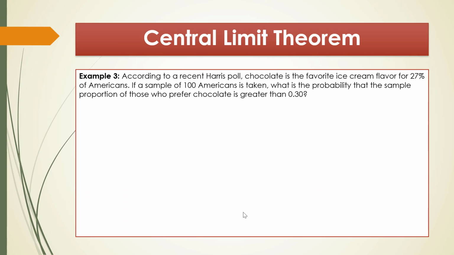So let's do one example. According to a recent Harris poll, chocolate is the favorite ice cream flavor for 27% of Americans. If a sample of 100 Americans is taken, what is the probability that the sample proportion of those who prefer chocolate is greater than 0.30?